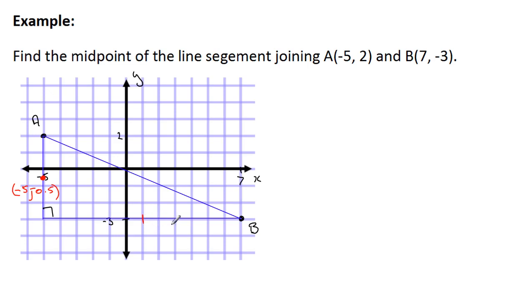Let's just double check. 1, 2, 3, 4, 5, 6. 1, 2, 3, 4, 5. So it's even. That's fine. So what's the value of this point here? We have an x value of 1 and a y value of -3.